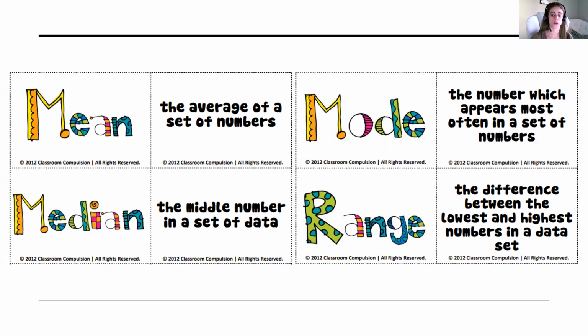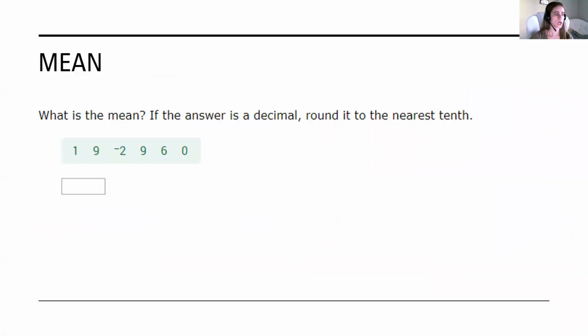Let's start off with some practice on mean. We want to know what is the mean, and if your answer is a decimal, round it to the nearest tenth. When we are finding mean, when we are finding average, there are two steps. The first step is we find the sum of all of the numbers in our data set, and then we divide by how many numbers are in that set.